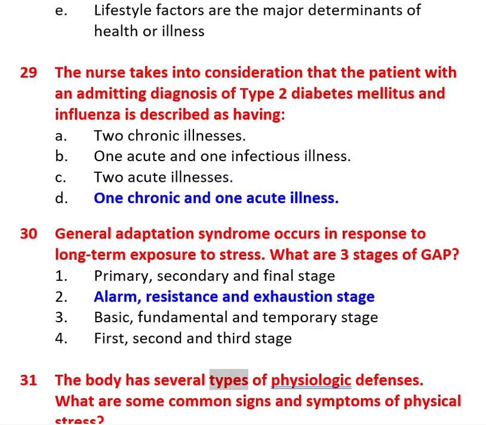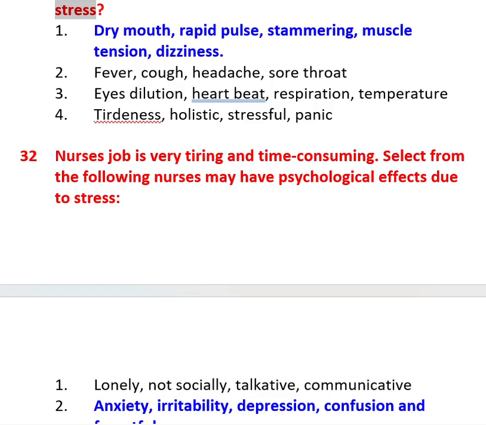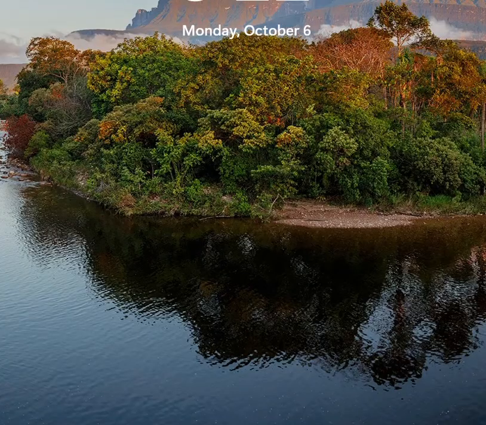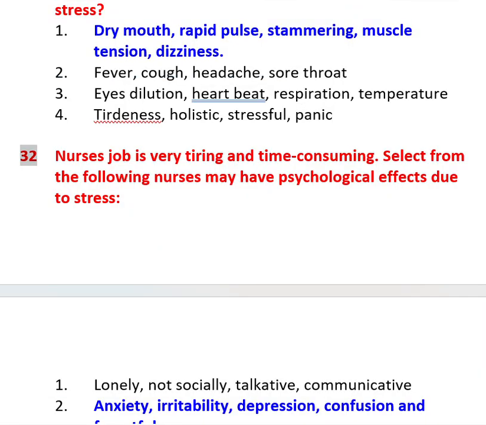31. The body has several types of physiologic defenses. What are some common signs and symptoms of physical stress? Dry mouth, rapid pulse, stammering, muscle tension, dizziness. Fever, cough, headache, sore throat. Eyes dilution, heartbeat, respiration, temperature. Tiredness, holistic, stressful, panic.